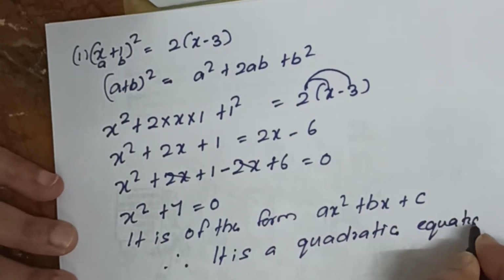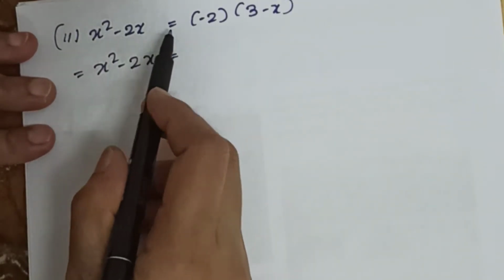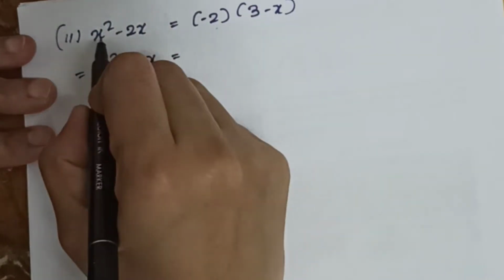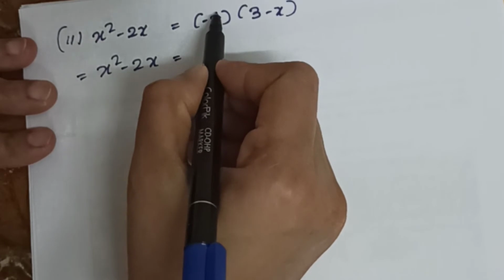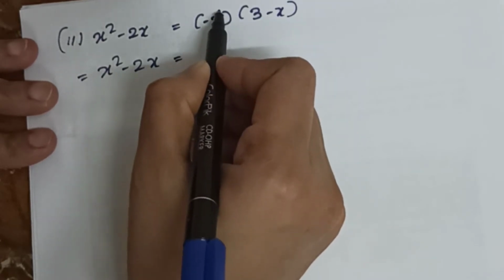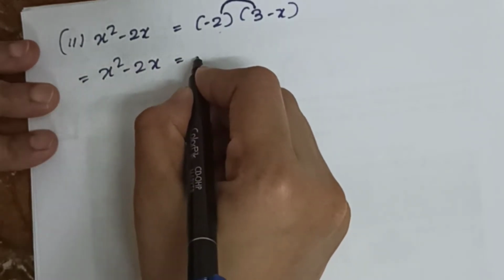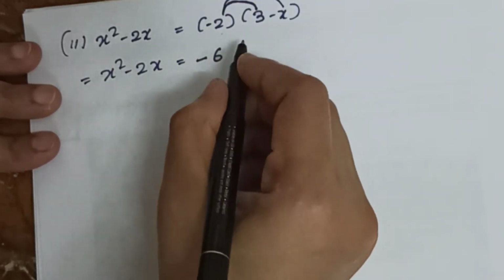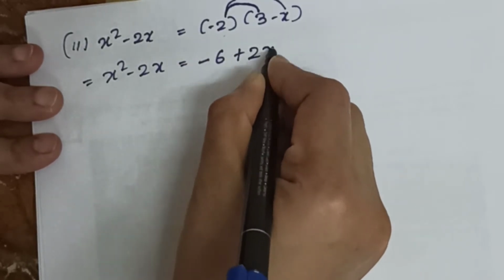Hope it is clear. Now the second one is x square minus 2x is equal to minus 2 into 3 minus x. So here the left hand side is x square minus 2x. Right hand side, minus 2 into 3 minus x. That means we have to multiply: minus 2 into 3 is minus 6. Now minus 2 into minus x, minus into minus will become plus 2x.